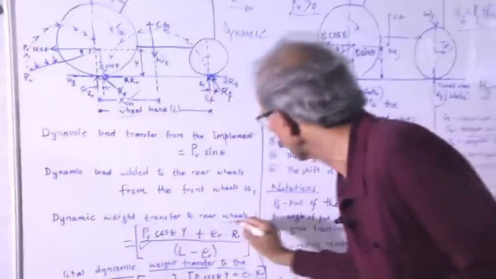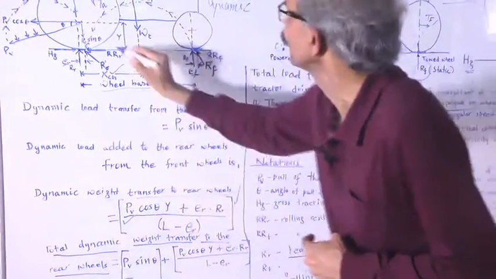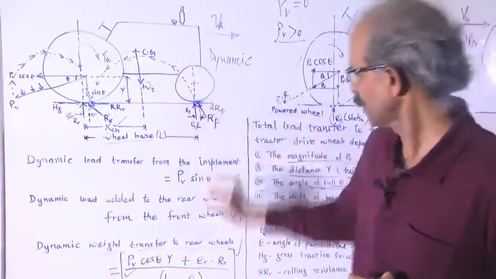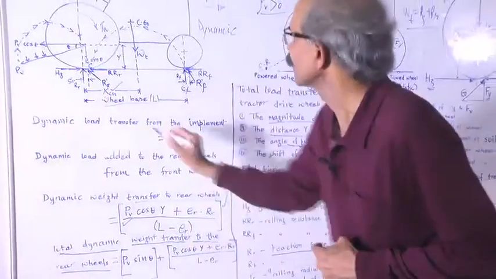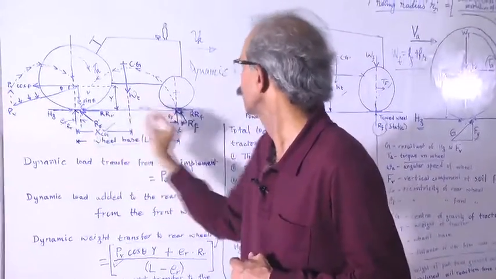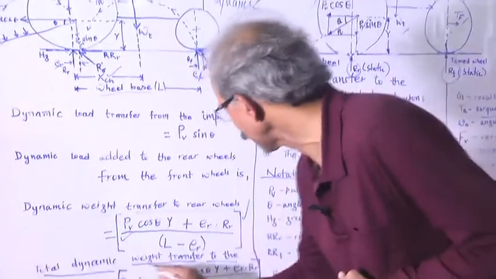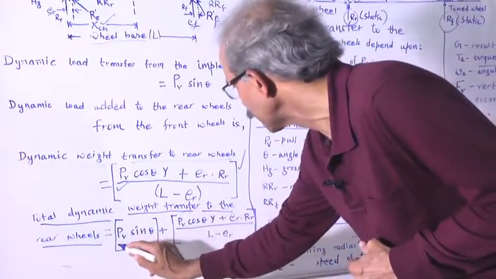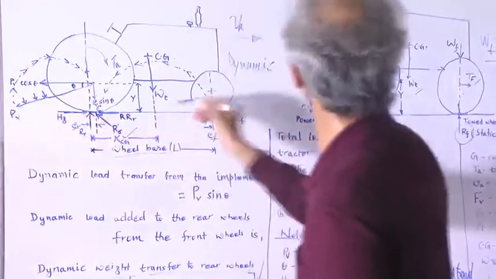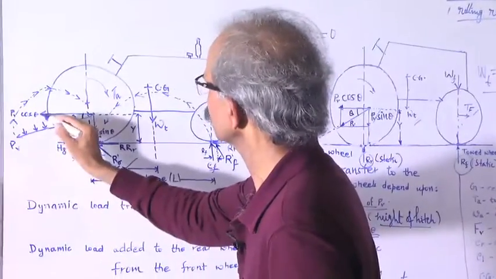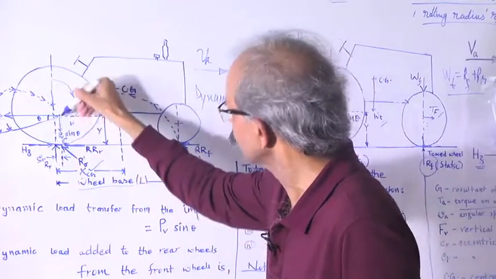So, the dynamic weight transfer onto the rear wheel is this amount, P cos theta into y, which is this. When you take moment about this point, this equation comes. So, ER into RR and L minus R, because L is the total distance, minus this, because we have taken moment about this point here, minus F. So, the total dynamic weight transfer to the rear wheel is then PV sin theta, because PV is the force which is acting in this line, as I showed here also, that PV cos theta is the draft which is acting in the horizontal direction, and then PV sin theta acting downwards.